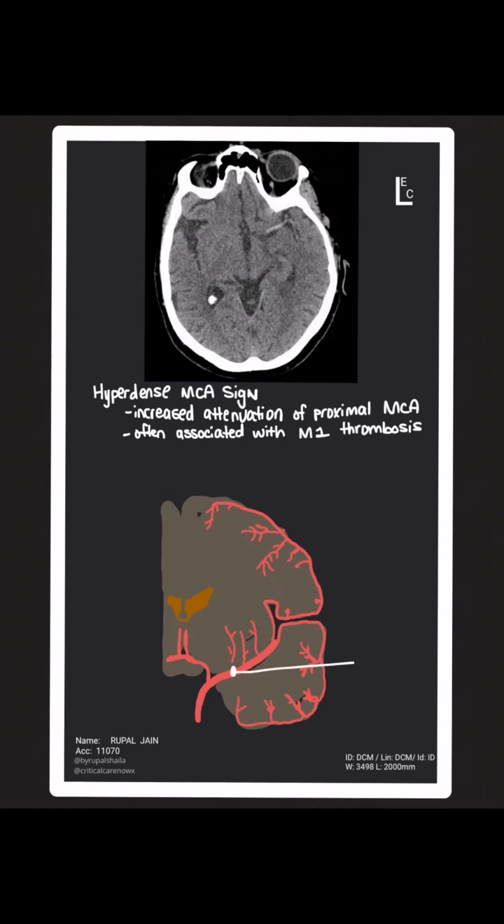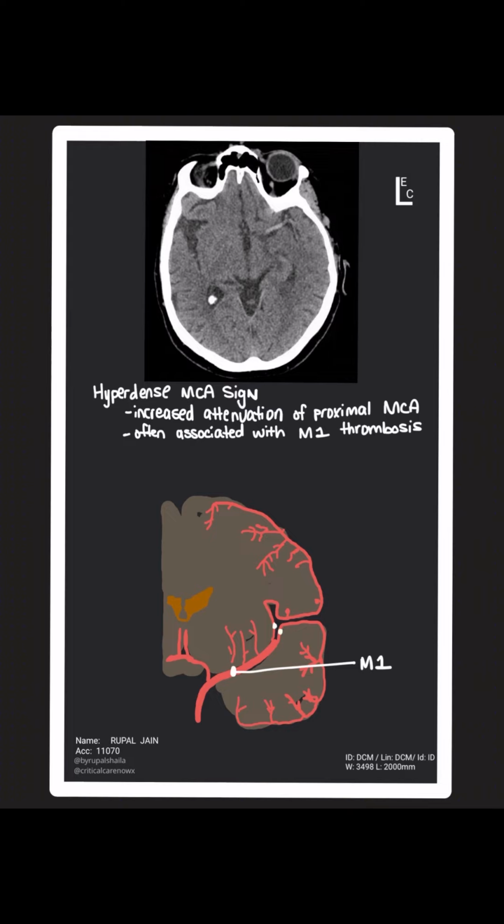In the same artery, you may have heard of the hyperdense MCA sign, which is also an early sign of ischemic stroke on non-contrast head CT. In comparison to the dot sign, the hyperdense MCA sign is the increased attenuation of the proximal MCA, signaling an M1 occlusion. As you can see, it appears more longitudinal in comparison to an M2 occlusion.